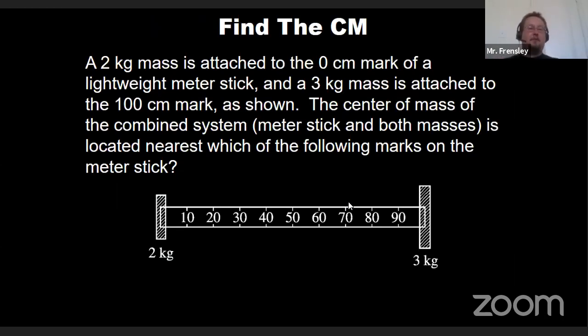It's got a 2 kilogram object that's attached to one end of a meter stick. The 3 kilogram object is attached to the other end of the meter stick. So I just want to know which of these centimeter marks is where the center mass is. So really all you're asking is, where does the center mass have to be so that M1 distance 1 equals M2 distance 2.